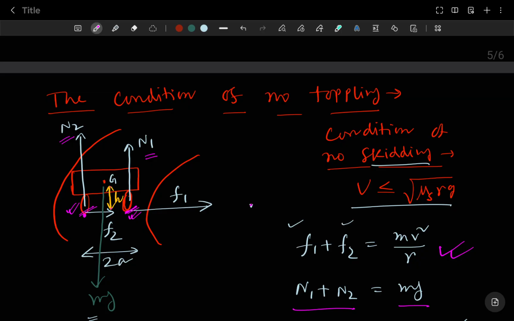Also, in order not to skid, the tires are designed so that the mu s is large enough to prevent skidding with a high velocity circular turn. All right.